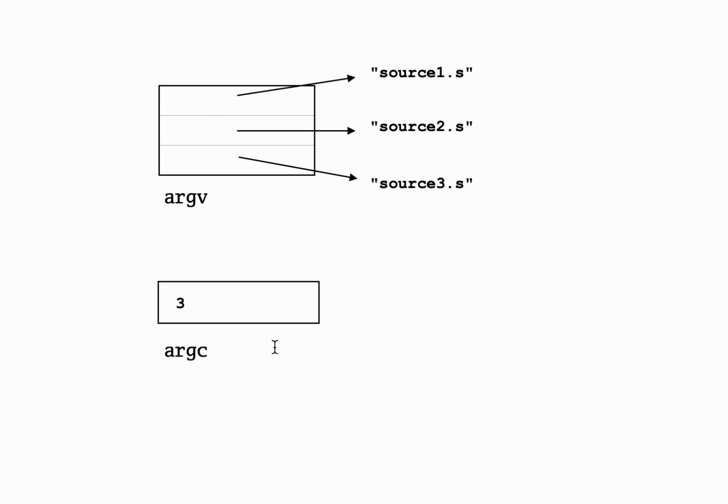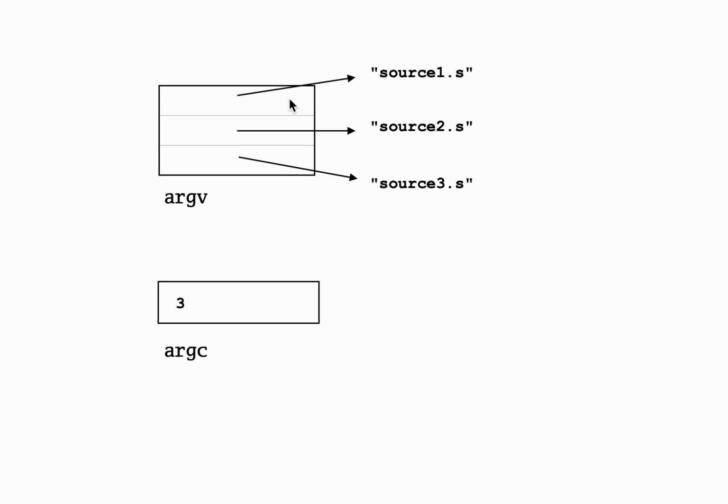It gives us an arg count, which has the number of pointers in the argv vector, and each of these pointers points to a string in memory, a null terminated string, which is the name of the source file. So what I want my assembler to do, because I don't have a linker right now, is it will just read each of these and basically concatenate them all together. So it will read this in pass one, go through this file in pass one, close it, open this one, go through, close it, open this one, go through, close it.